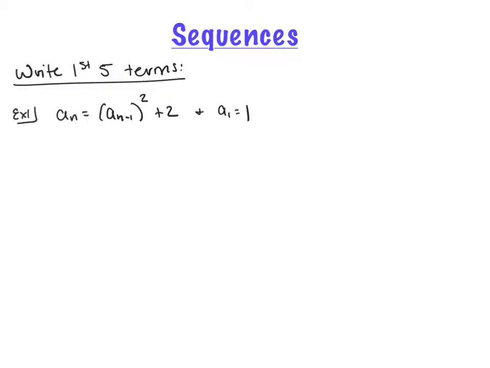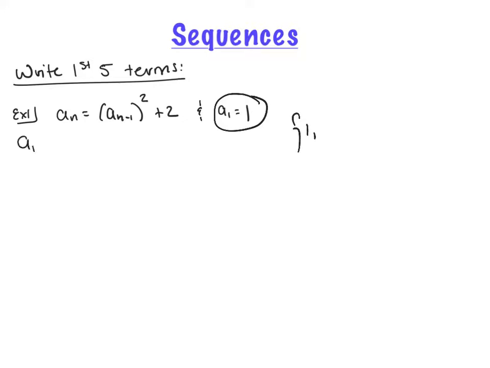So let's write out the first 5 terms of the following sequence. For our first example, let's do a sub n equals a sub n minus 1, all squared, plus 2, and a sub 1 equals 1. I'm going to change my "and" to look more like an "and," not to be confused with the plus sign. Okay, so when we do recursive formulas, I have to give you a starting point. I have to tell you what your first term in your sequence is. That's why I have you write out the first 5 terms, because I give you number 1 for free.